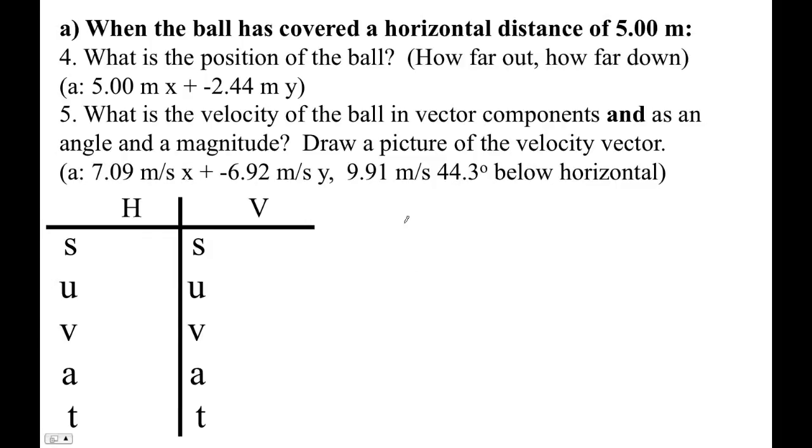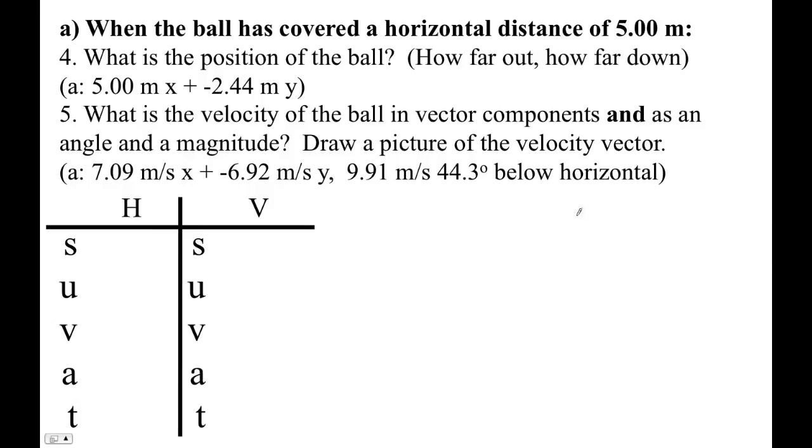Okay, this is the tricky second part, right? There's always a 4 and a 5, and they're always exactly the same. I want you to find everything about it: its position, its velocity as both a component vector and an angle magnitude vector. If you can do that, you basically own the problem. So that's what we're going to do here. So let's fill this in.